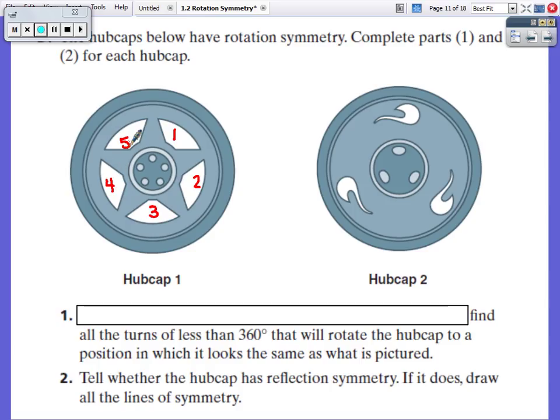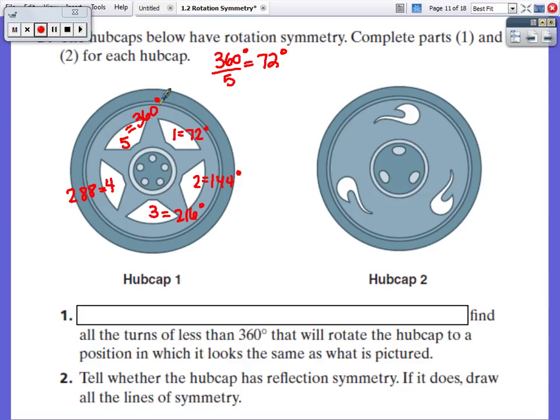So the order of rotation for the first hubcap is 5, so we would take 360 and divide that by 5 to get 72 degrees per rotation. So 1 rotation is 72 degrees, 2 rotations is 144 degrees, 3 rotations is, let's see, 216 degrees. Whoops, is that right? 216 degrees, yep. And then 4 rotations would be 288, and then after that, we would get 360.